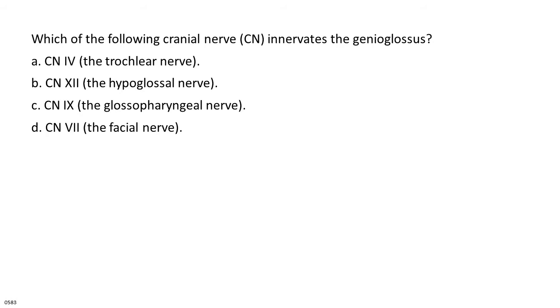Which of the following cranial nerves, CN, innervates the genioglossus? A. CN4, the trochlear nerve. B. CN12, the hypoglossal nerve. C. CN9, the glossopharyngeal nerve. D. CN7, the facial nerve.